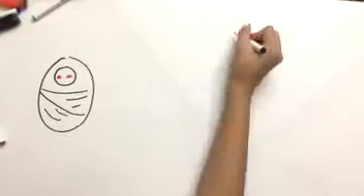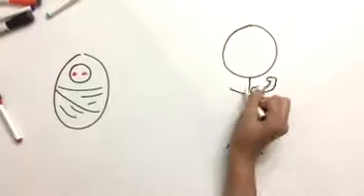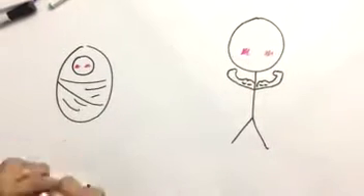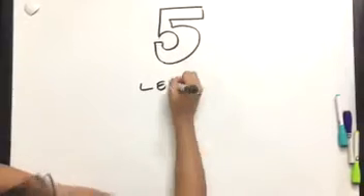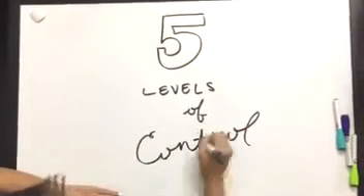For instance, what your body needs when you're an infant is different from what your body needs at a later stage in life. Let's start out with 5 levels of control.